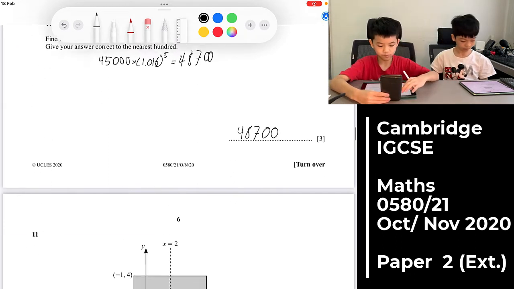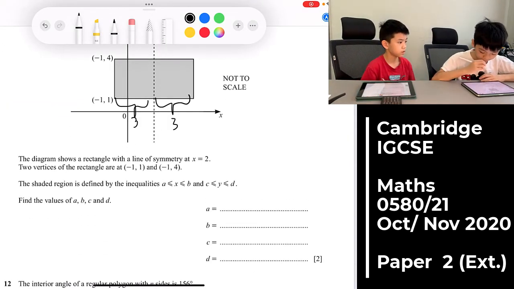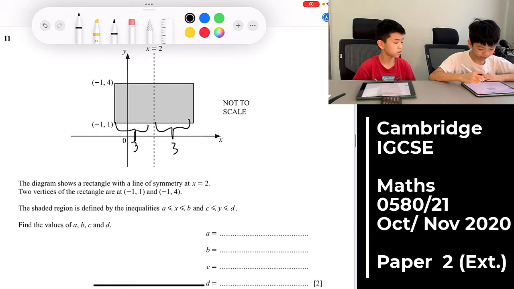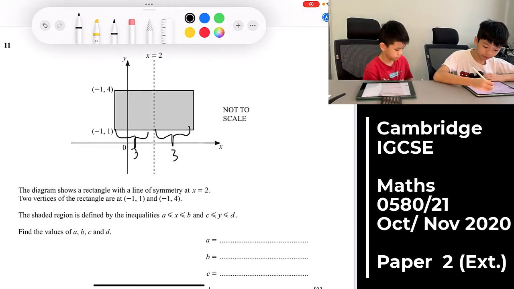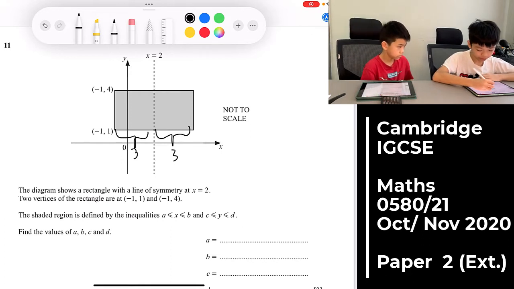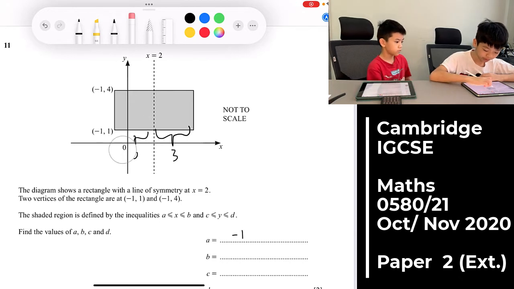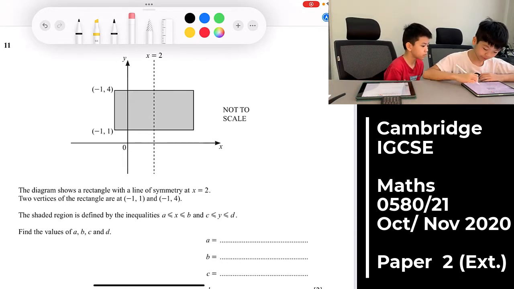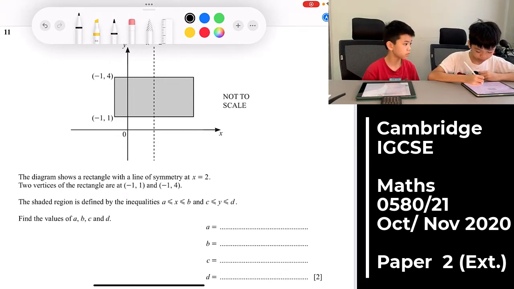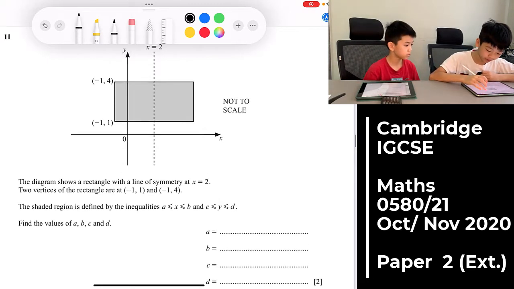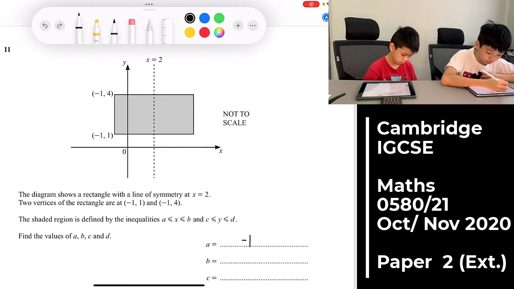For question 11, find the values of A, B, C, and D. X is in between A and B, and X is 2. In this shape, the smallest value is -1. Restart. Okay, find the values of A, B, C, and D. So X is bigger or equal to A, and so A is -1 because A is this X value.